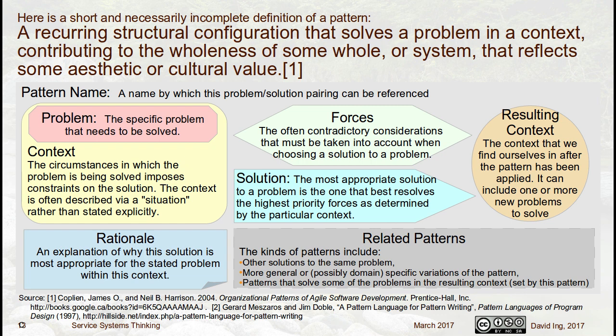Within the pattern language there is generally a rationale. Why is this solution better than the other solution? And then the related patterns. The related patterns are when you connect one pattern to another, because things go together.